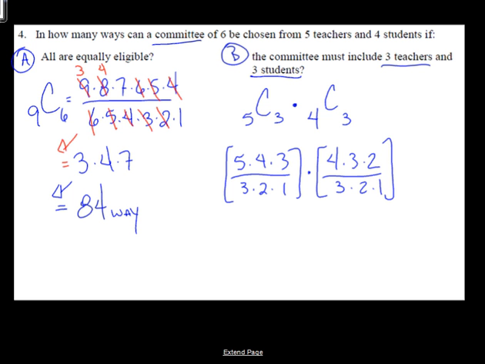Now before I go do any multiplying, I want to go and cancel anything out that might be, oh, I got a 3 here and here, and I can take this out, making this 2. On this one over here, I can take the 3's out and the 2's out. So I'm left with 5 times 2 is 10, times, the only thing left over here is 4. So 10 times 4 is 40. I have 40 different ways to pick these committees.